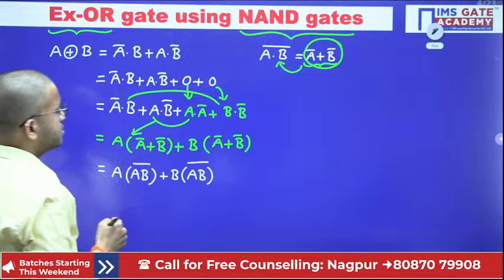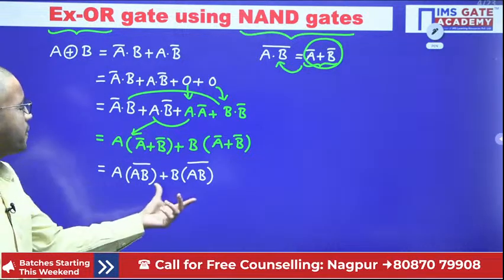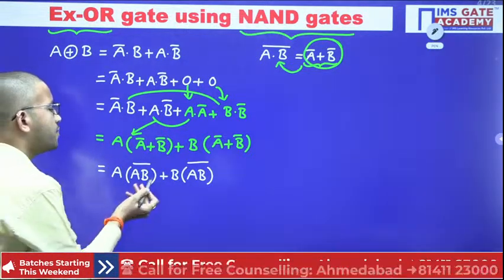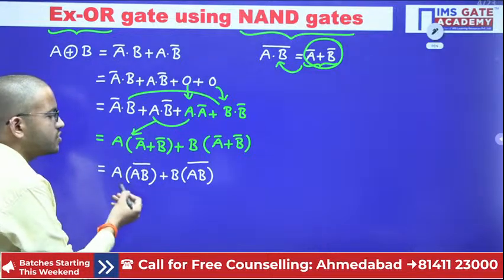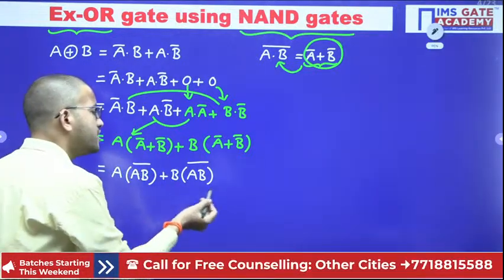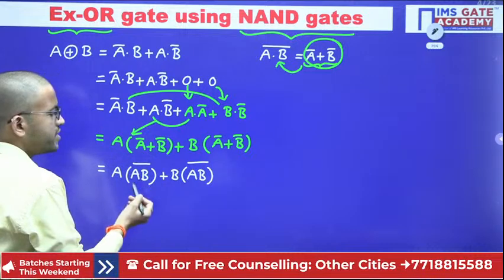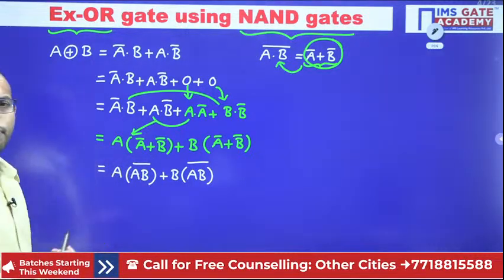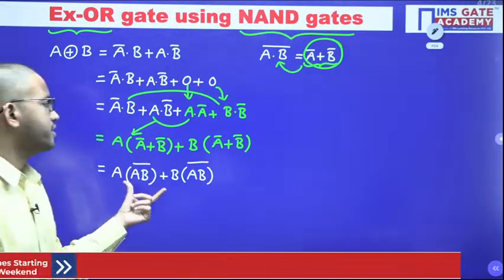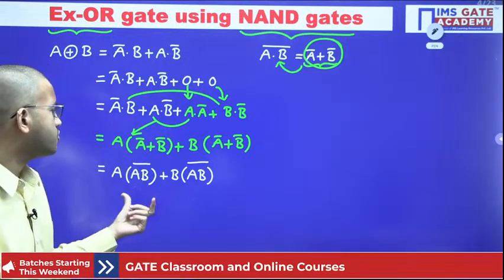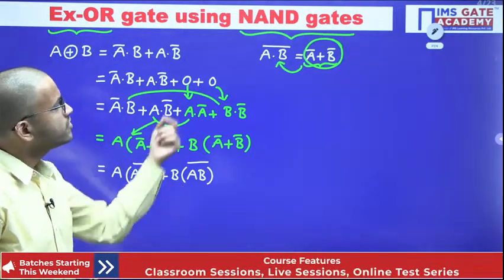Okay, right. Now if you observe this particular expression, this entire term you can assume like X, and this entire term you can assume like Y. It is like X plus Y format, like an OR gate. Simple. In the last class we have discussed the OR gate with the help of NAND gates.